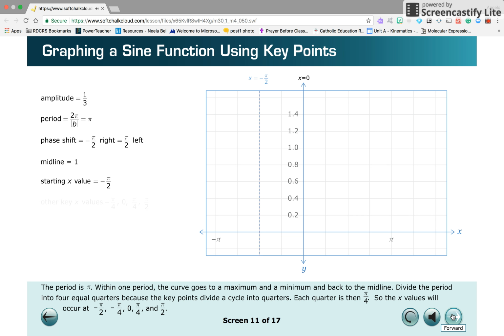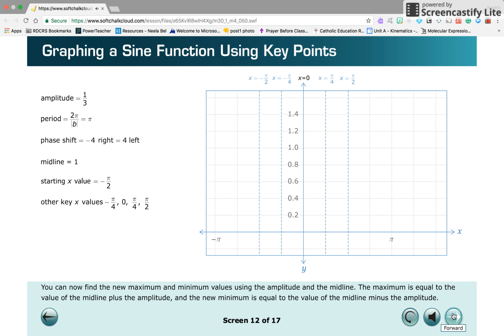The period is pi. Within one period, the curve goes to a maximum and a minimum and back to the midline. Divide the period into 4 equal quarters because the key points divide a cycle into quarters. Each quarter is then pi over 4. So the x values will occur at negative pi over 2, negative pi over 4, 0, pi over 4, and pi over 2.